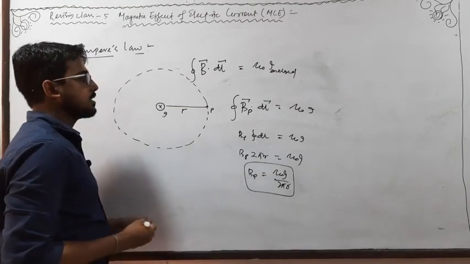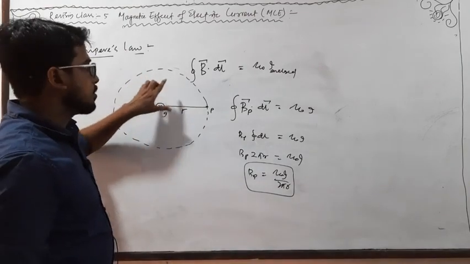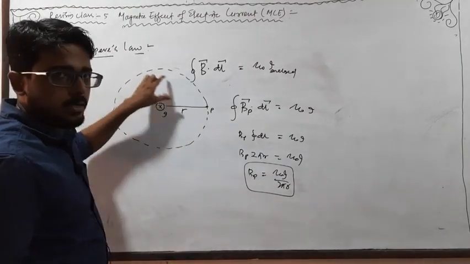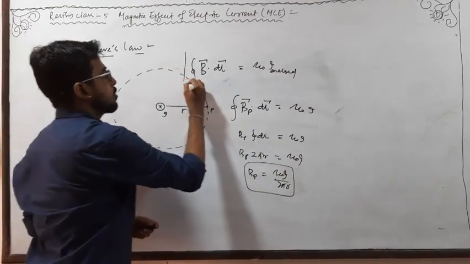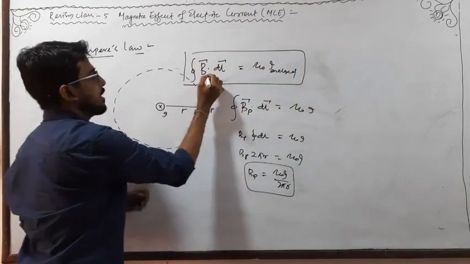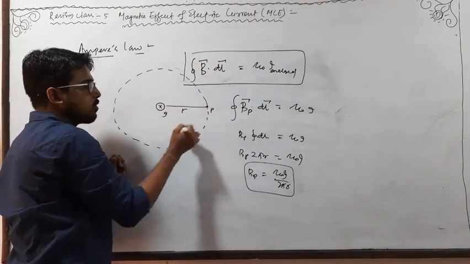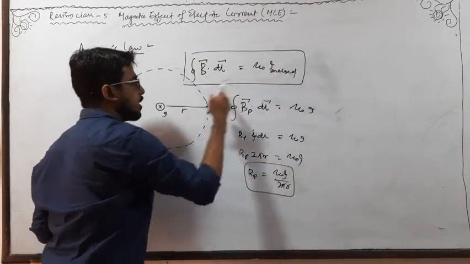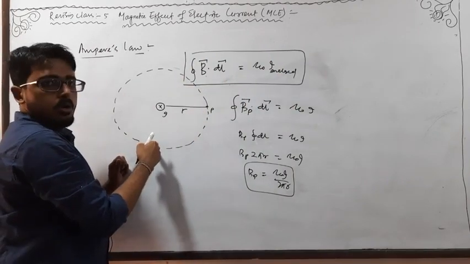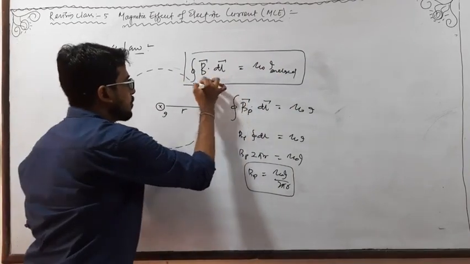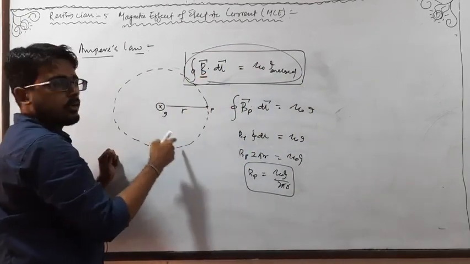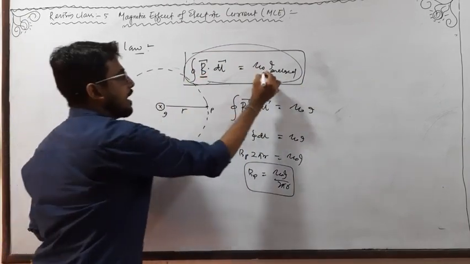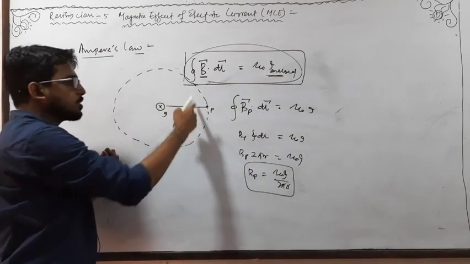Clear? This imaginary loop is known as an Amperian loop, and this is the application of Ampere's circuital law, which gives us the closed line integral of magnetic field strength over a closed loop as mu naught times the total current enclosed by that loop. In this expression, B is due to all the current carrying conductors present there, and I is only the current enclosed by this Amperian loop.